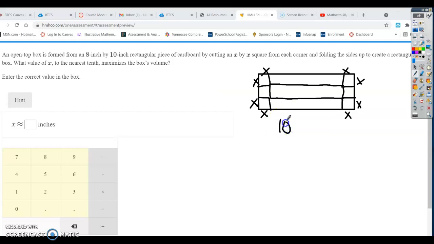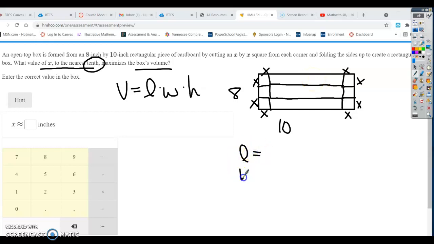Let's see. So 10, and this one is 8. So 8 by 10. All right, so first thing we need to do is, it's talking about what is the value of x to the nearest tenth. That'll be important when we do our answer. The maximum of the box's volume. So we know that volume of a rectangular figure is length times width times height. And we can use the image that we have here to say, all right, our length equals what? Our width equals what? And our height equals what?